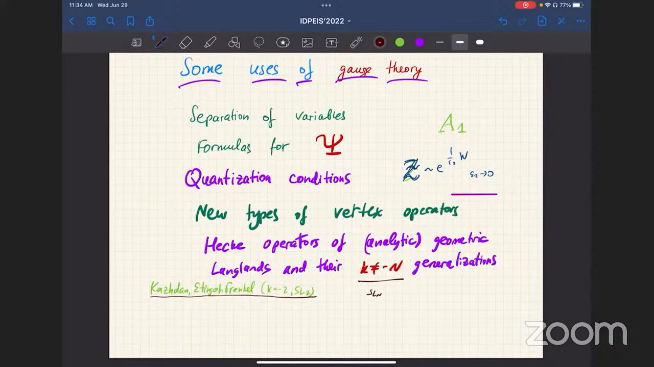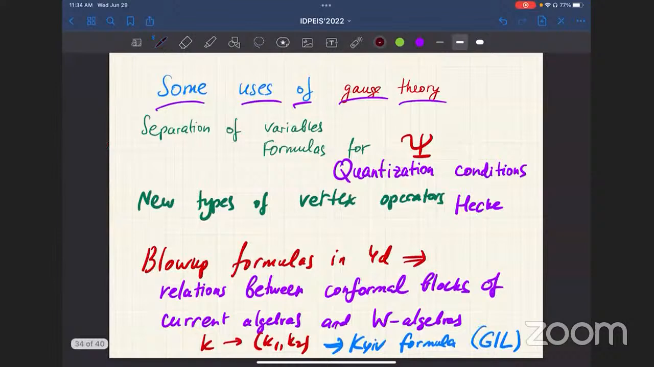Okay, so the other uses are, of course, something which you can do naturally in four dimensions, but you have no idea what it is in the two-dimensional context, and that's to replace R4 by some other four-manifold. The simplest one is to do the blow-up. So you just glue in a two-sphere. By comparing the expectation values of various operators on the blown-up space and the original space, you produce relations between conformal blocks of current algebras and W algebras, and also between different levels.